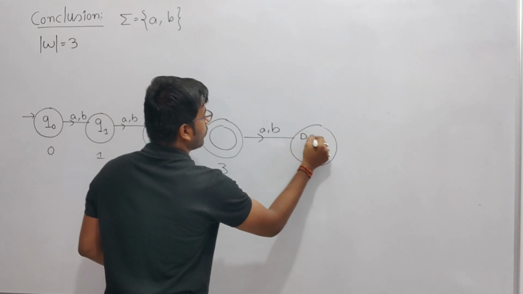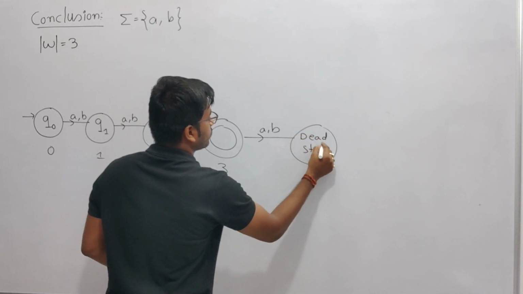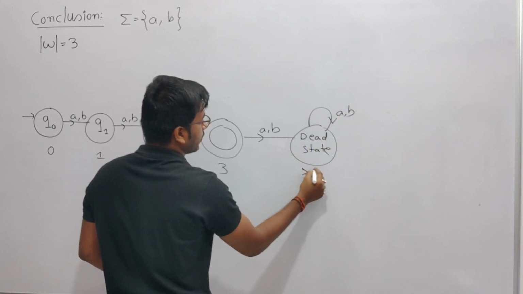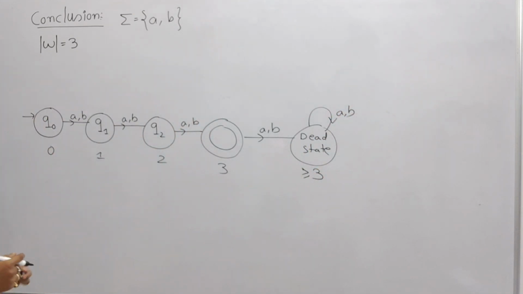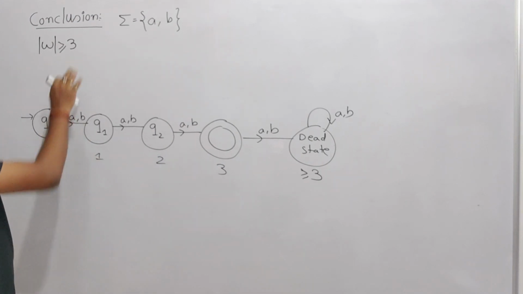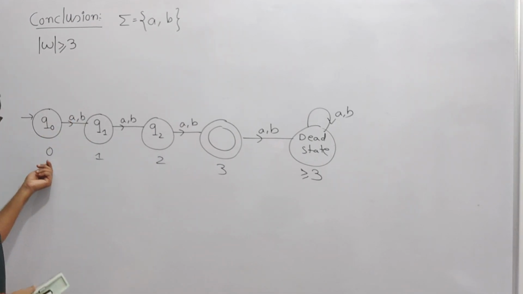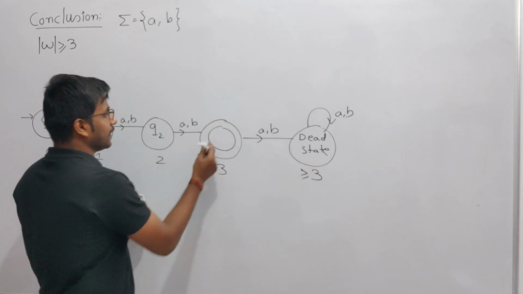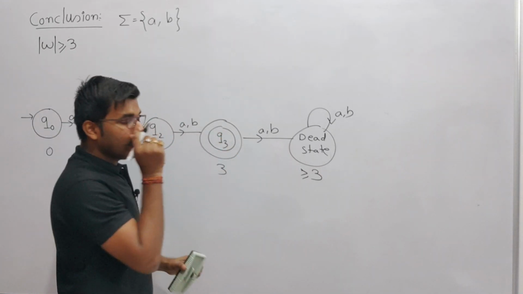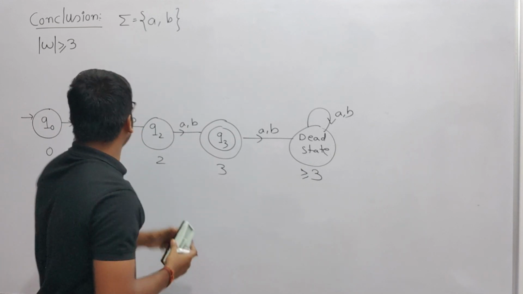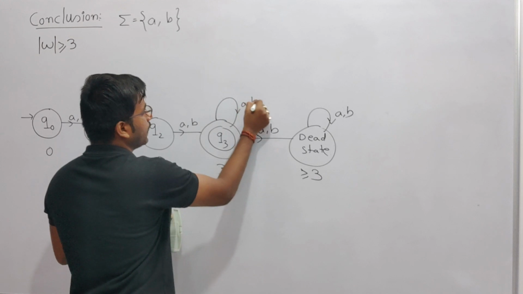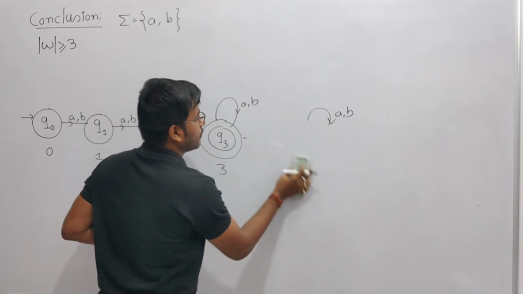So you require a dead state here, and again a comma b, there only, for length greater than or equal to 3. For equal to 3, this is the minimal DFA. Now for greater than or equal to 3, this indicates that length is 0, 1, 2, 3. 3 is accepted. Now after getting a comma b, the length is 4, but this time it belongs to this language. So I will keep a loop of a comma b here, and I will remove this.